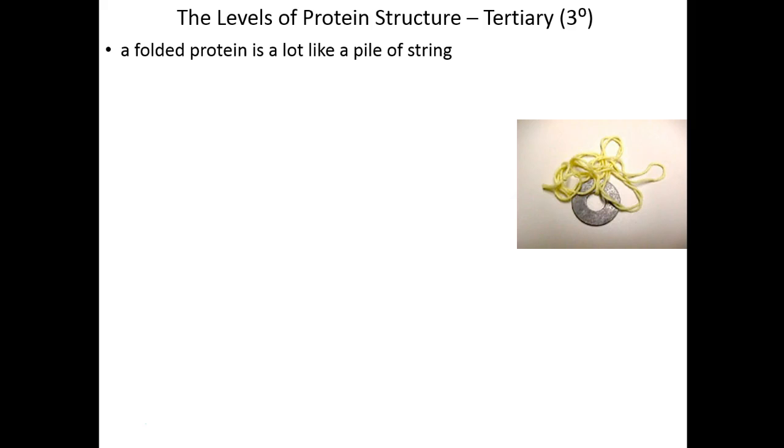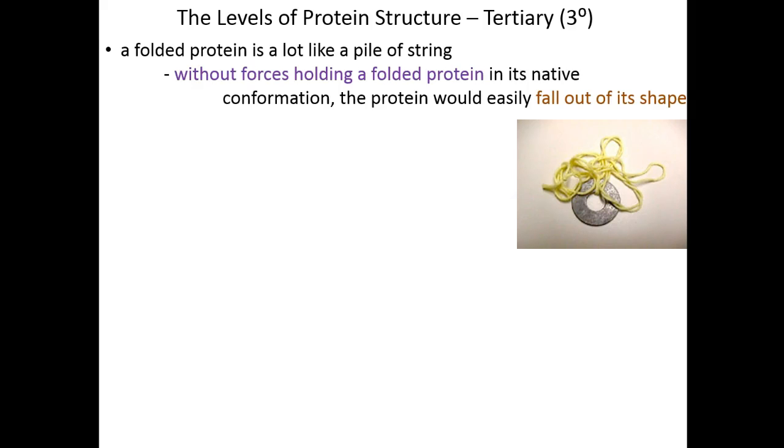So again, back to this example of a pile of string. A fully folded tertiary structure protein is very much like a pile of string, where the string itself is the chain of amino acids, but that pile of string is allowed to fold in a multitude of different orientations or conformations. Without forces holding that protein into the specific shape that we want, its specific native conformation, you can imagine that loose string is just going to fall into some other shape and not have the ability to do its job.